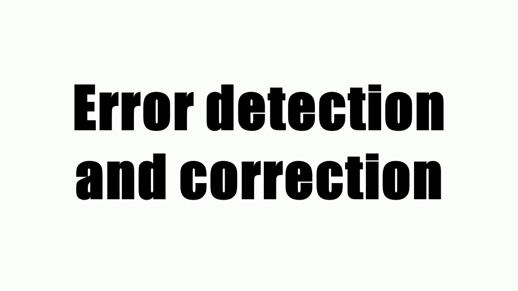Definitions. The general definitions of the terms are as follows. Error detection is the detection of errors caused by noise or other impairments during transmission from the transmitter to the receiver. Error correction is the detection of errors and reconstruction of the original, error-free data.